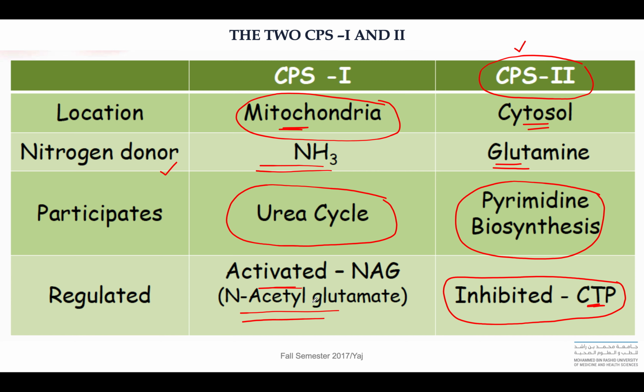If I were you, I would be keeping this slide with me as a note, because as I told you, carbamoyl phosphate synthetase 2 is a key enzyme in pyrimidine biosynthesis. Therefore, sometimes people ask questions and most of the time students get confused between these two enzymes. Just remember that for our course, we have carbamoyl phosphate synthetase 1 that is present in the mitochondria and is involved in the urea cycle.